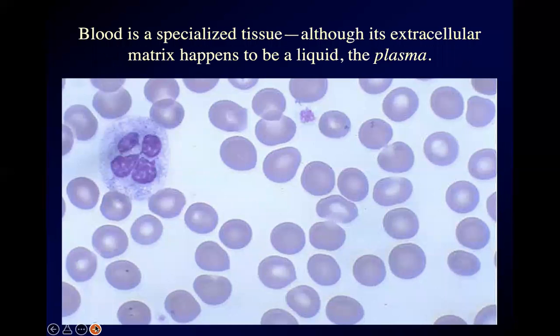Blood just happens to have an extracellular matrix that's a liquid. The liquid part of blood is called blood plasma. What you're looking at here is a microscopic view of a stained smear of blood. Each one of these more or less round things with a light center is a red blood cell. Those carry oxygen. And then this thing over here off to the left that has what looks like a pink clover inside it, that's a white blood cell, and those are involved in the body's immune system. They help you fight off infections.